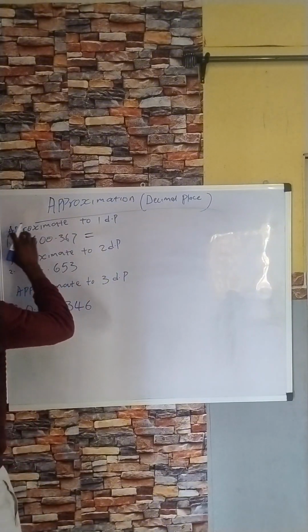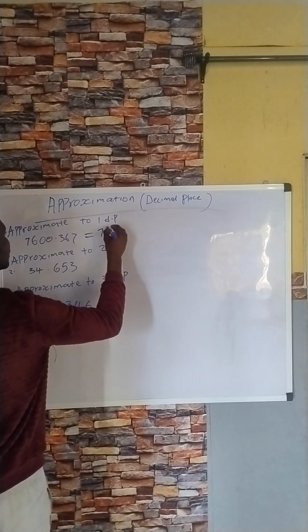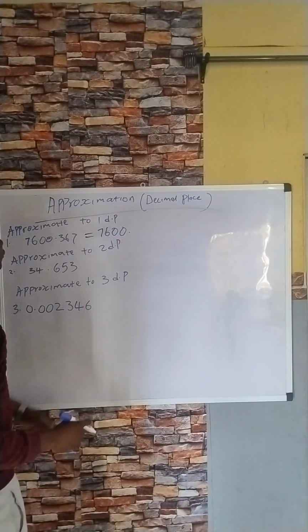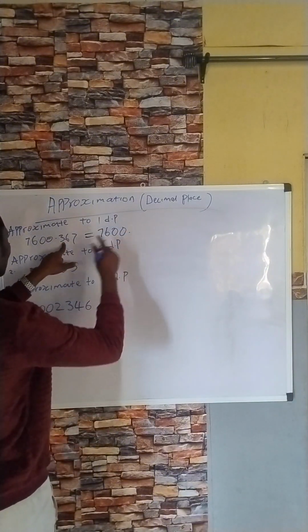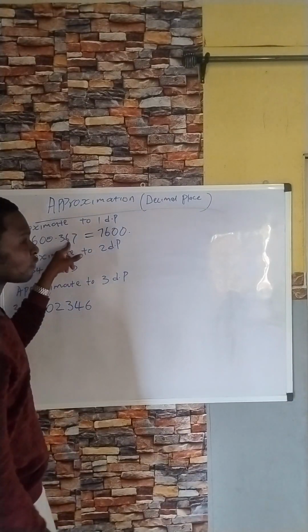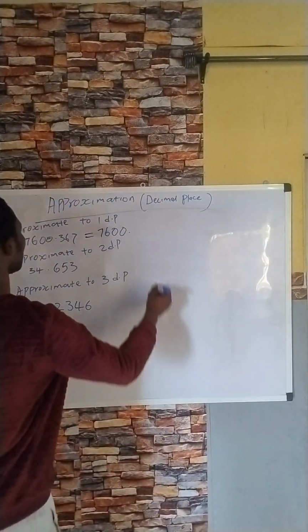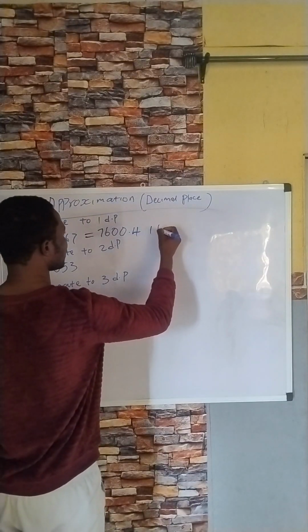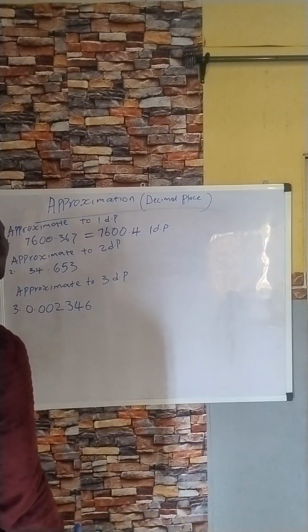So let's practicalize what I'm saying. This is approximate to 1 decimal place. So what you have to do is 7, 6, 0, 0, dot. 1 decimal place. So 3 is just the number after the decimal, which is 1 decimal. So the number after 3 is 6. Is it up to 5? Yes. Round it up to 1 and add it to this 3. This will become 0.4. And this is your number to 1 decimal place. This is your answer.